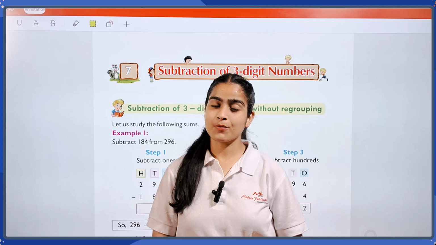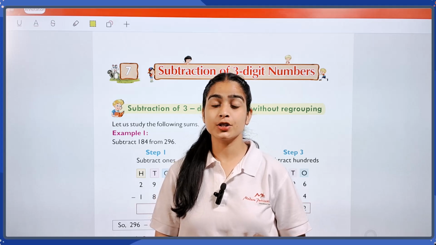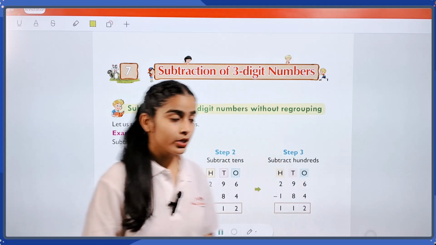So, students, I'm your mathematics educator again, here with a new chapter and a new concept. Today we have chapter number 7, which is subtraction of three-digit numbers. In our last chapter, we learned about the addition of three-digit numbers, and in this chapter we are going to learn about the subtraction of three-digit numbers. So, subtraction of three-digit numbers without regrouping. Let us study the following sums.